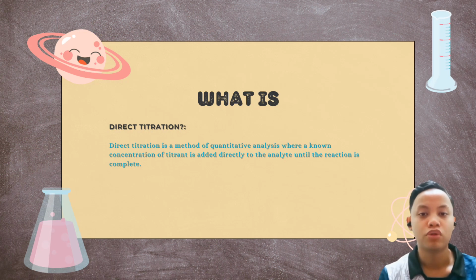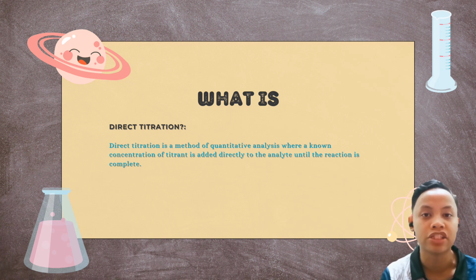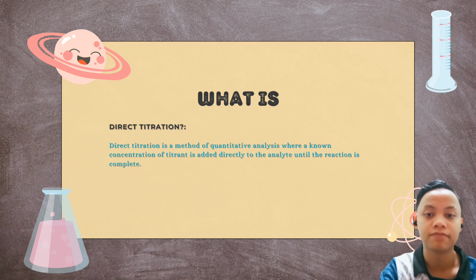Before we go to problem solving direct titration, let me explain what direct titration is. Direct titration is a method of quantitative analysis where a known concentration of titrant is added directly to the analyte until the reaction is complete.